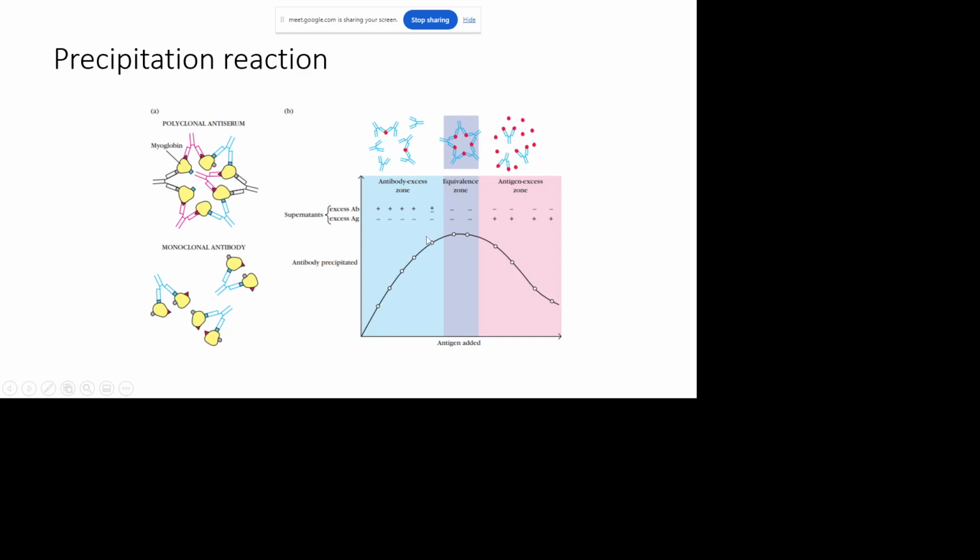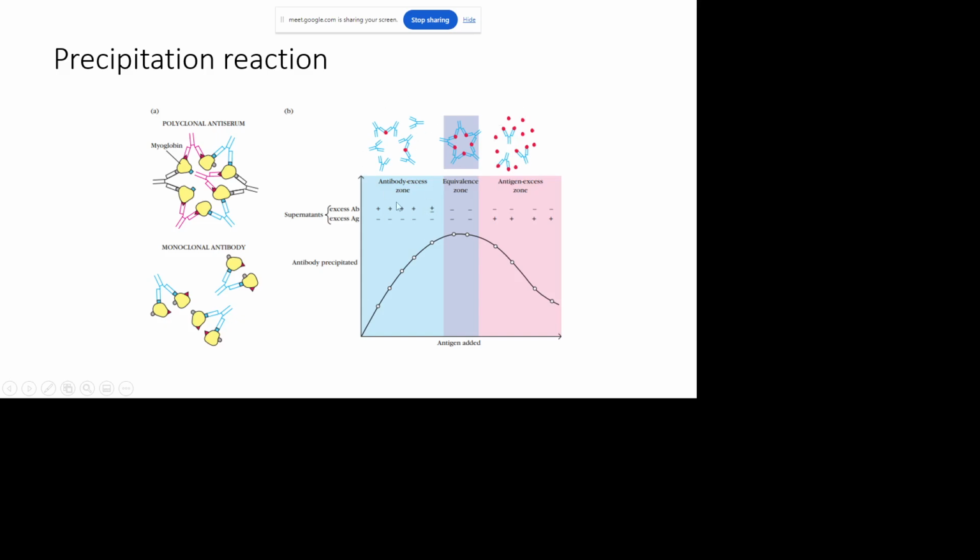So when your antibody concentration equals antigen concentration, you will get this equivalent zone and a maximum precipitation. Again, when you keep adding the antigen, in this zone antigen will be in excess but antibody will be at low amount, or limited. Antigen excess, antibody limited. So all the antibodies are bound with the antigen, but there is some free antigen, right?